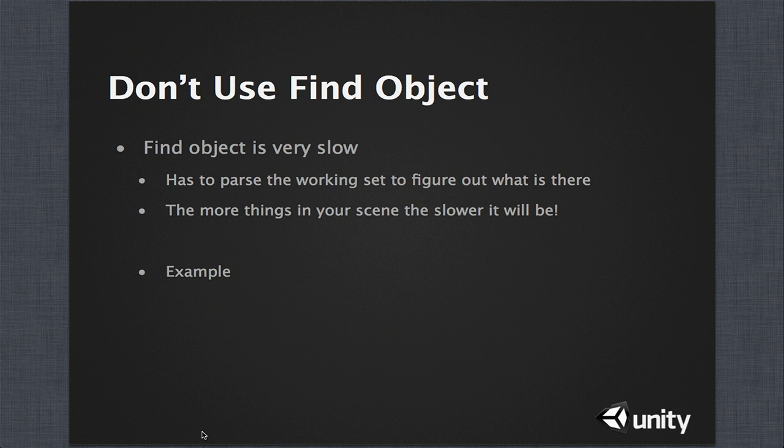And the problem with this is it's actually a very, very slow operation, and it doesn't scale with your scene. So to figure out the objects to return, Unity actually has to parse every object in the scene. So as your scenes get bigger, the slower this operation gets. So I'm going to show you a quick example of this.